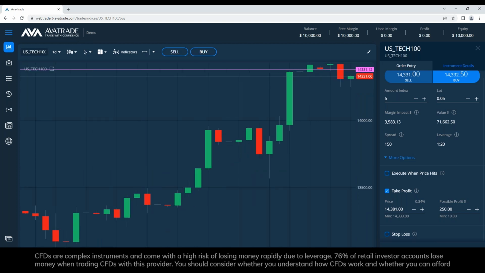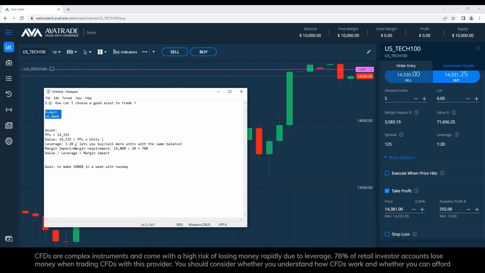Never mind. So the idea is that first I'm checking the budget, then I'm seeing if it fits my plan. That's what I would define as a good asset to trade with.